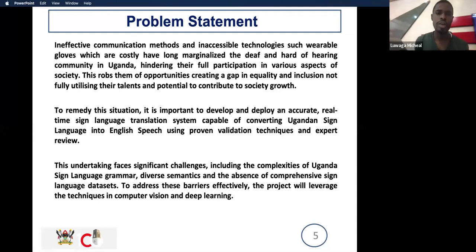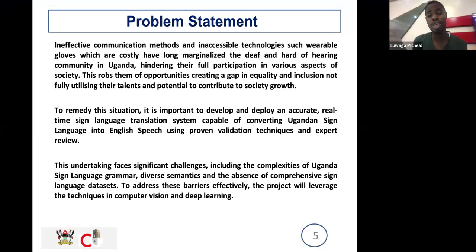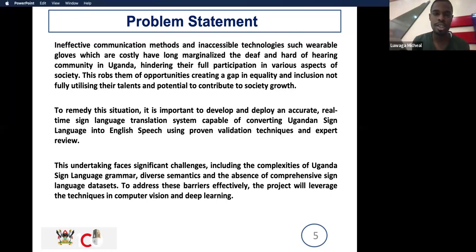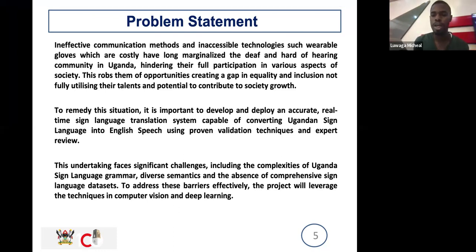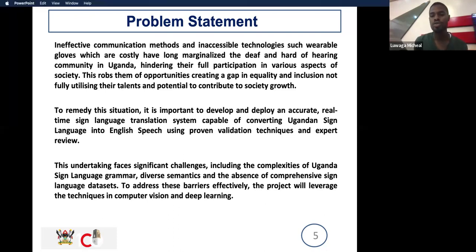So the problem that we are solving: because we looked into the deaf and hard of hearing community, there is a problem of ineffective communication because they can't talk to people directly, and this hinders their full participation in aspects of society and also utilizing their full potential. So we are looking at using a deep learning model, whereby we collect a data set, develop and train it, and later deploy it. So that's the problem that we are solving.